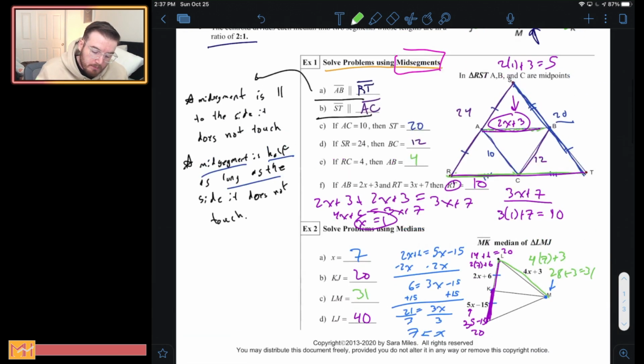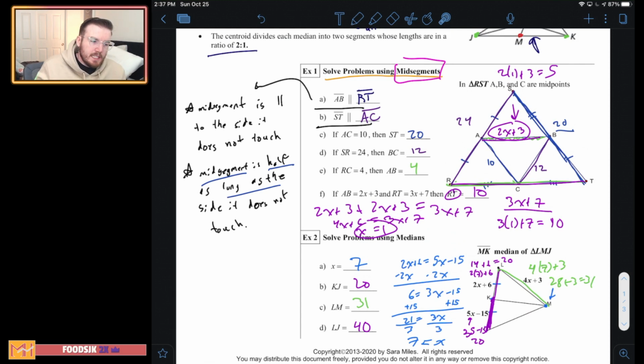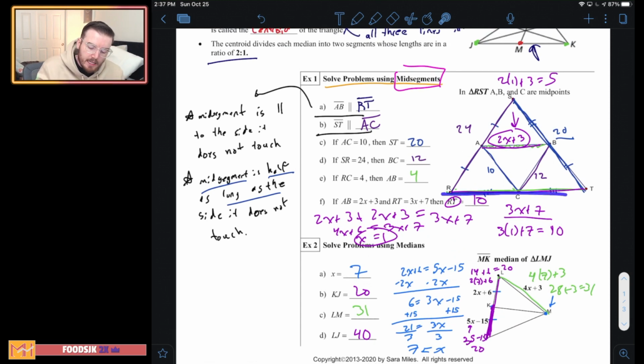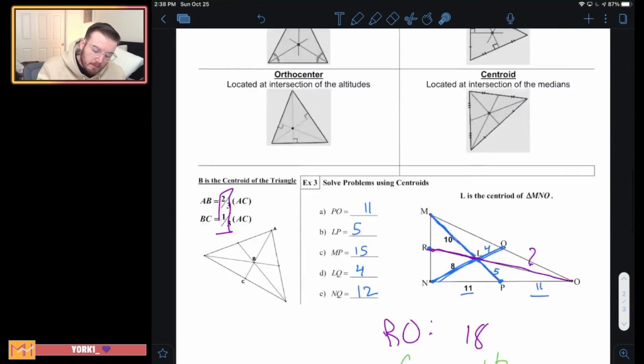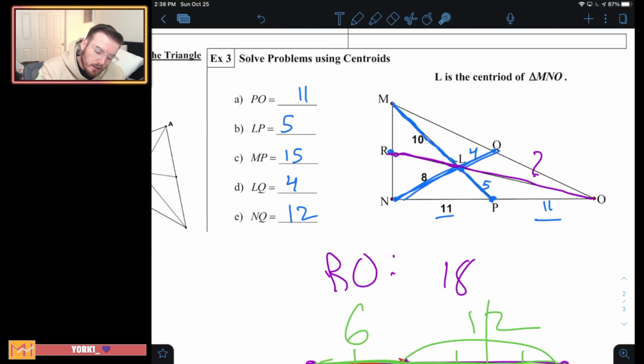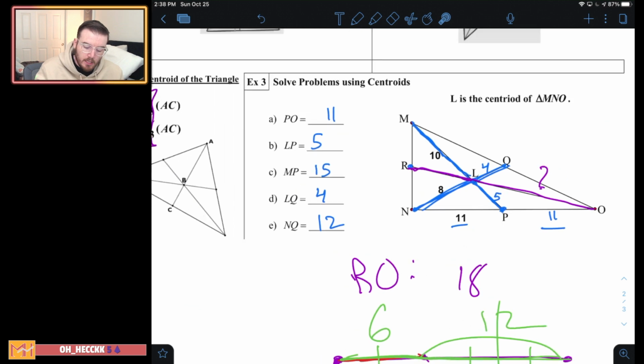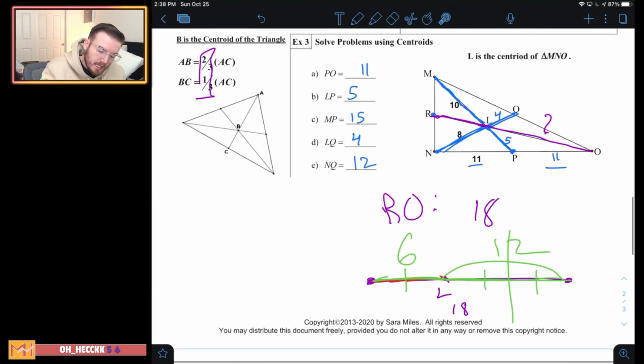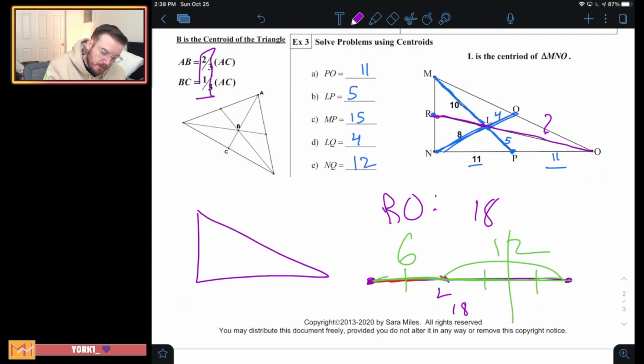So both midsegments and medians essentially use the same fact. When you're given the long side, take half of that to get the short one. When you're given the short midsegment, double it to get the long one. When we're looking at medians, if you're given the long portion, take half of it to get the short portion. If you're given the short portion, double it to get the long portion. The only thing that was different with medians, and let me make up another example real quick, because this didn't take very long, this was pretty straightforward.